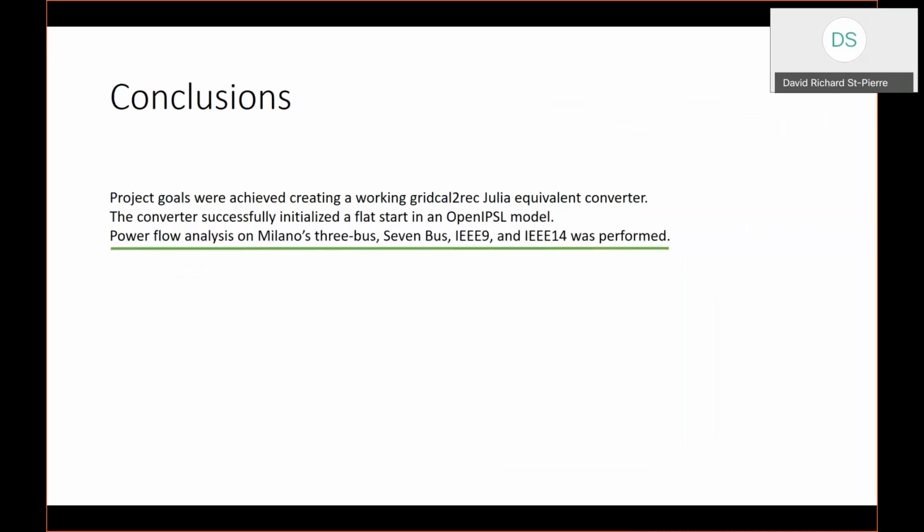Now, in conclusion, my project was successful. I was able to achieve all the different goals. I successfully created a GridCal to rec Julia equivalent using the PowerModels library, and I was able to verify that PowerModels correctly solves the power flow solution and that my PowerModels to rec program works correctly by initializing OpenIPSL models in Dymola and achieving that flat start that shows that the solution is correct. And additionally, I was able to perform a power flow analysis on Milano 3 bus, 7 bus, IEEE 9, and IEEE 14 bus.